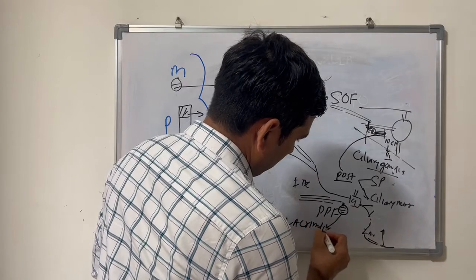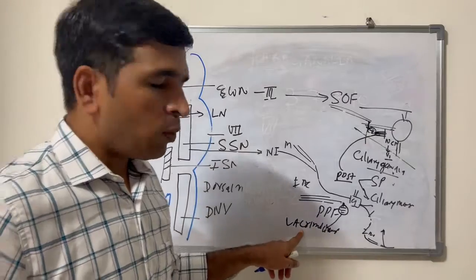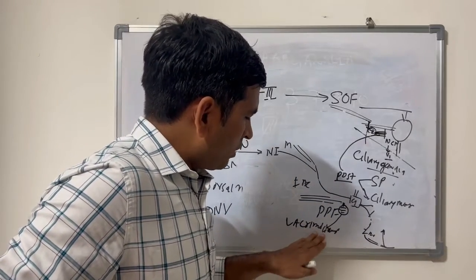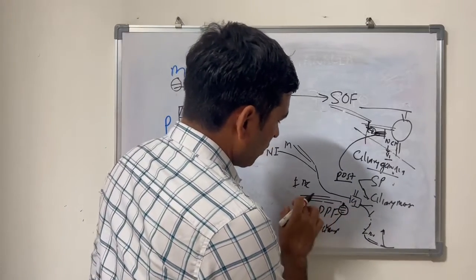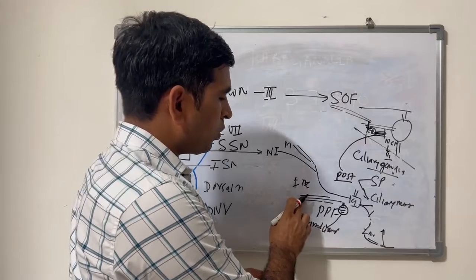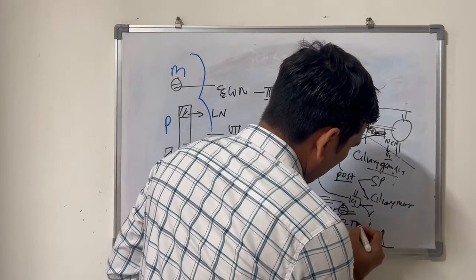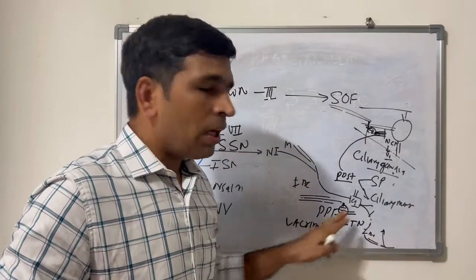This ganglion supplies the lacrimal gland, which is situated on the lateral wall of the eye. This lacrimal gland supply comes through the parasympathetic part of the greater superficial petrosal nerve, through the zygomaticotemporal nerve. This zygomaticotemporal nerve ultimately merges with the lacrimal nerve.